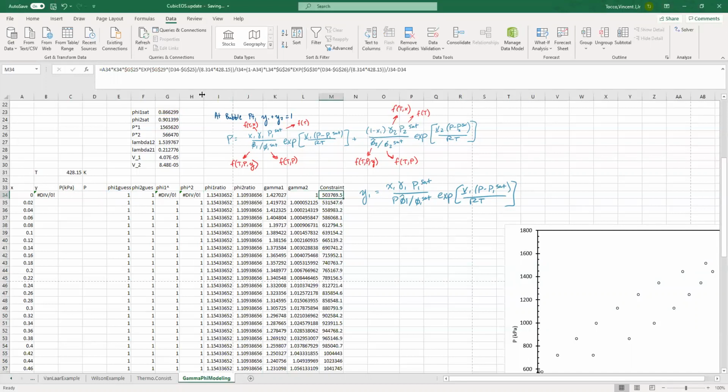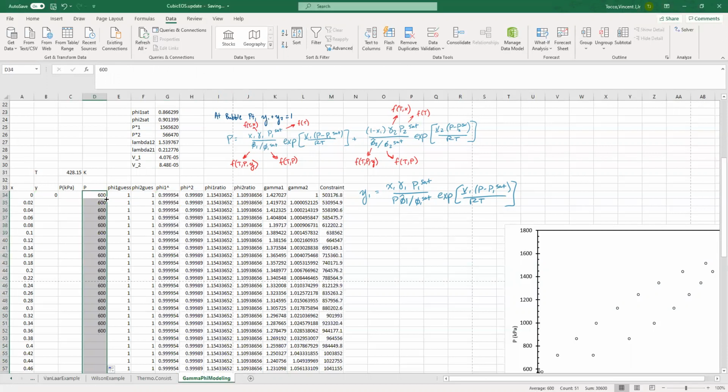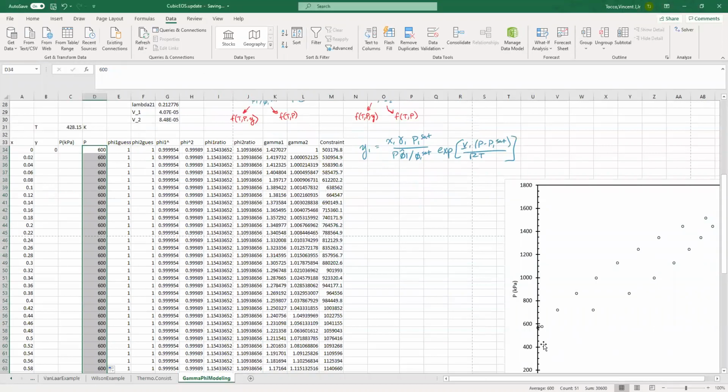Now the constraint equation, I kept that. I didn't want to type it all in again, so I'll just leave it here. I suggest that you pause the video and look at this equation if you want to look at it in more detail. P is going to be the thing that we are solving for. So I need an initial guess for P. Like I said in the last video, 600 would be pretty good because we know that the experimental data starts at about 550 and it goes to 1600.